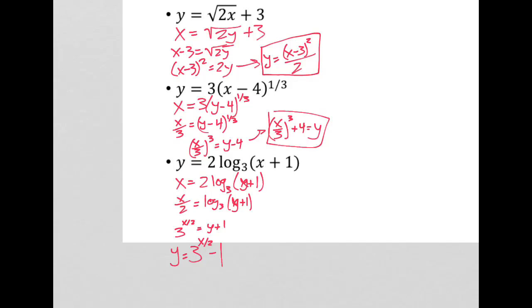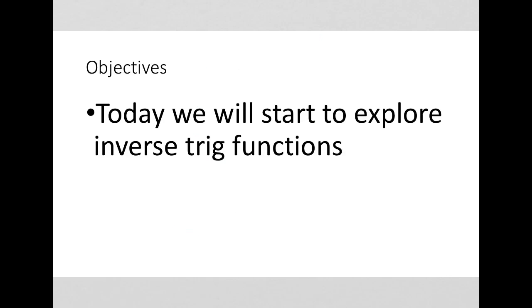So big idea with all of these functions is that we had something stuck inside of the function. We had a variable that we wanted to get out, and in order to get that out, we needed to use inverse functions, the undoers. We're going to do the same exact thing with trig functions today. We want to get those theta values out of the function, and to do that, we need inverse trig.